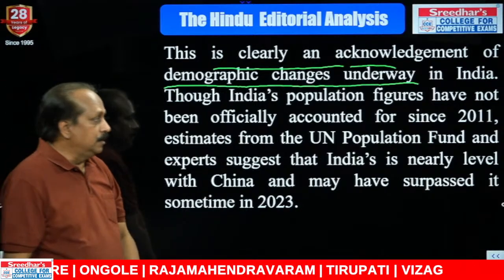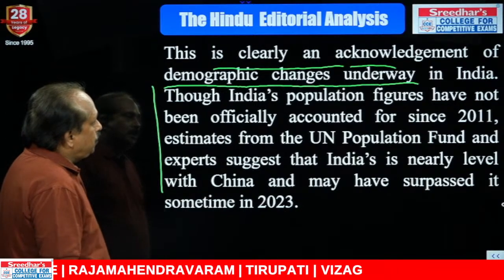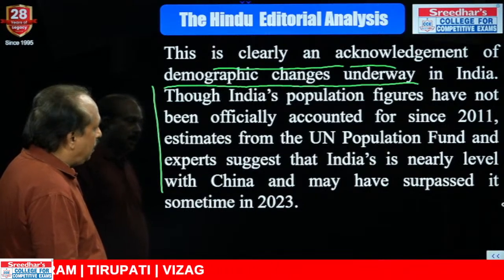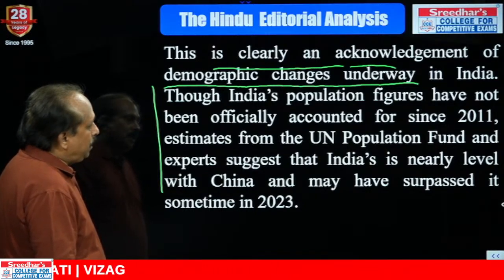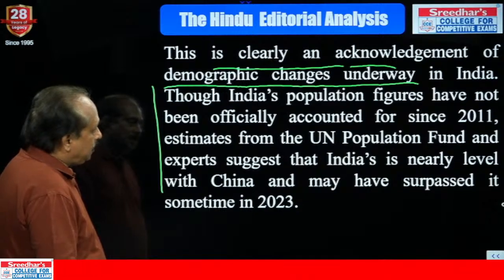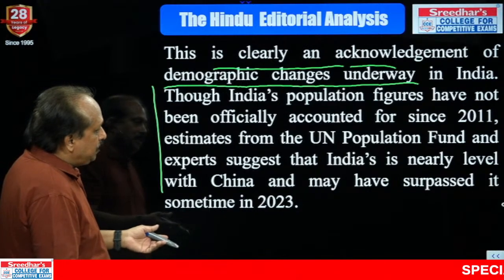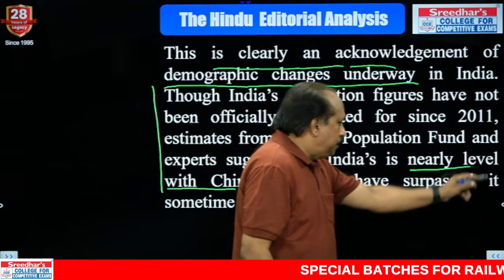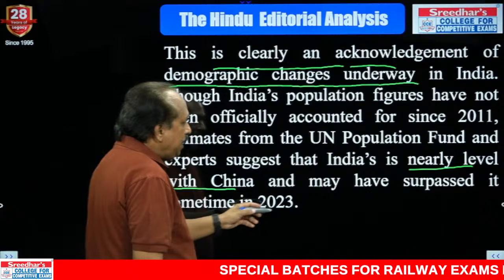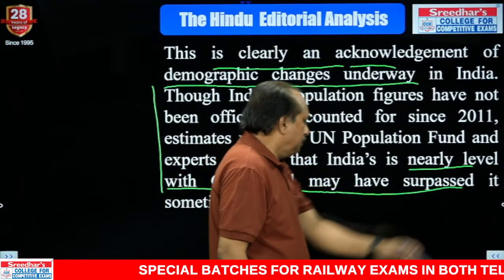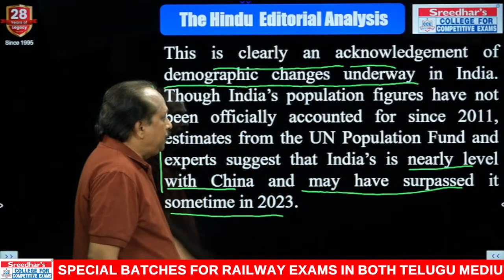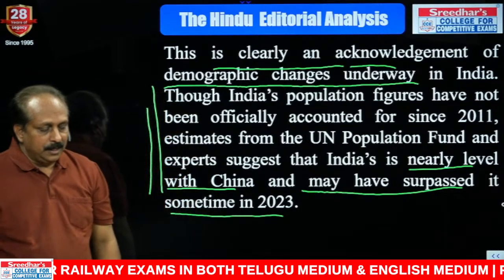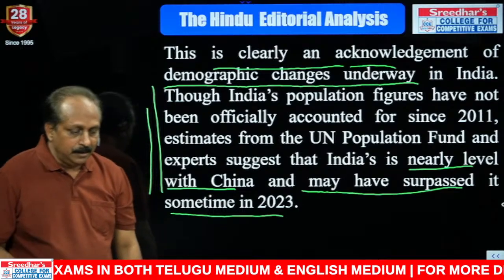What are those changes? Though India's population figures have not been officially accounted for since 2011, estimates from the UN Population Fund and experts suggest that India's population is nearly level with China, either level with China, and may have surpassed it sometime in 2023. Usually we have significantly means importantly, mainly.